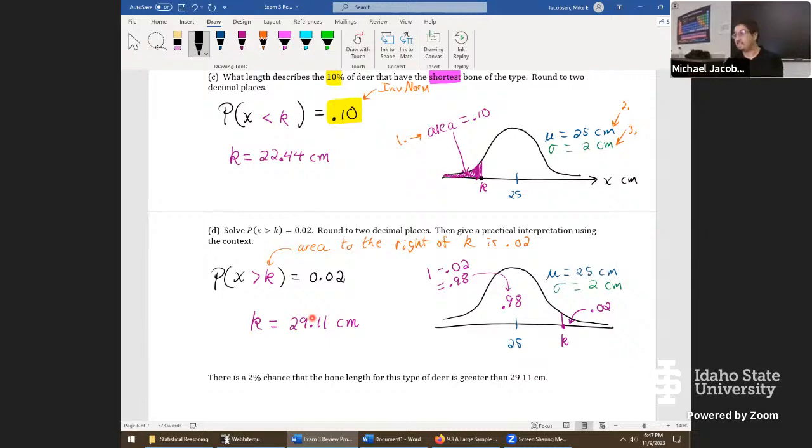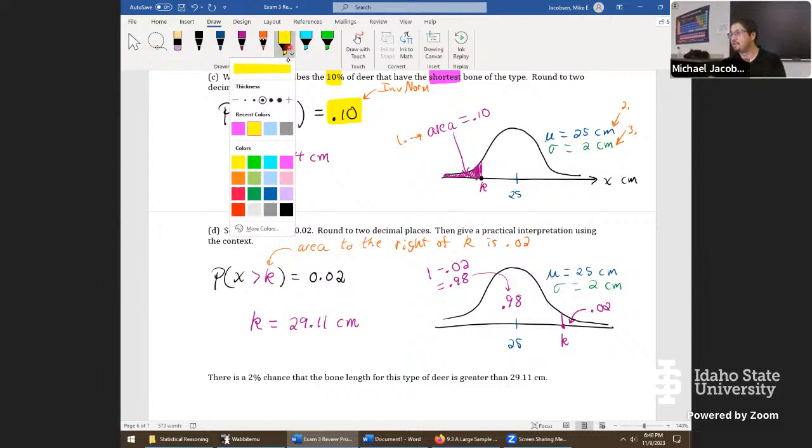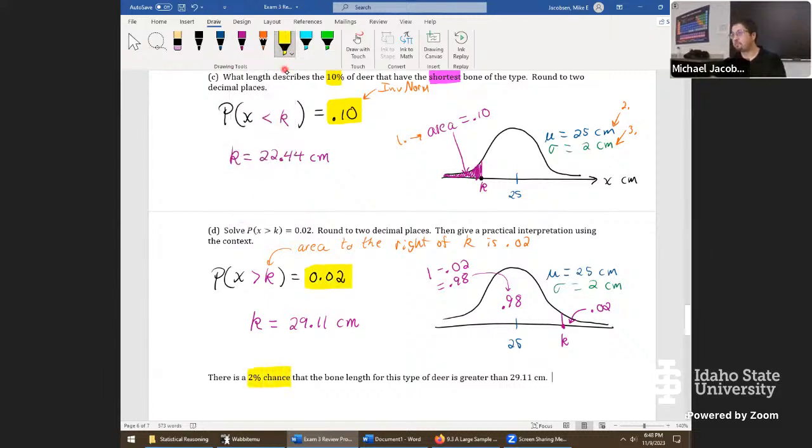So that's our interpretation. If it feels like this is not too bad to get through, then you're in great shape for the class. Really, all we did was look right here, the bone length of this particular type of deer, that's just referring to X. And then we just literally said it's greater than the value we found right over here. So that's how those interpretations all go. Same for confidence intervals. They're all highly, highly similar. Well, any last questions, folks, on this document so far?